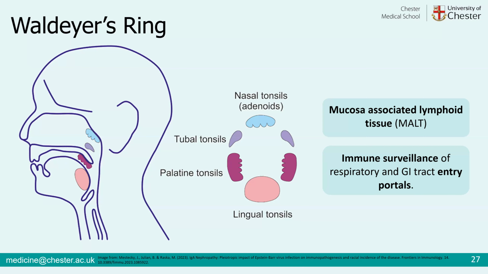So we have, again, nasal hairs, we have that mucociliary escalator, but we also have this immune surveillance of anything entering the respiratory and GI tract as well.